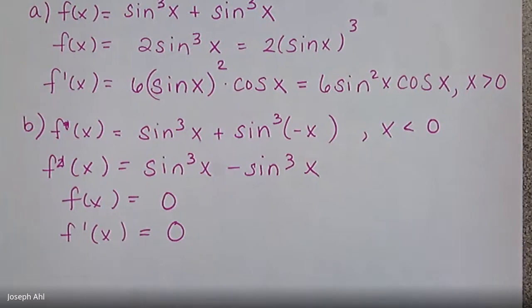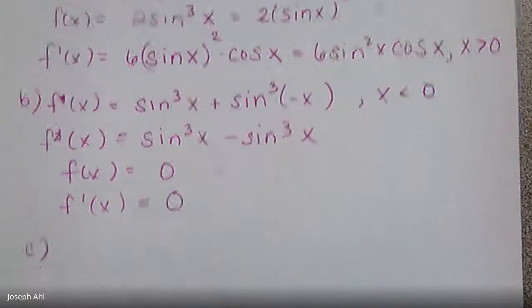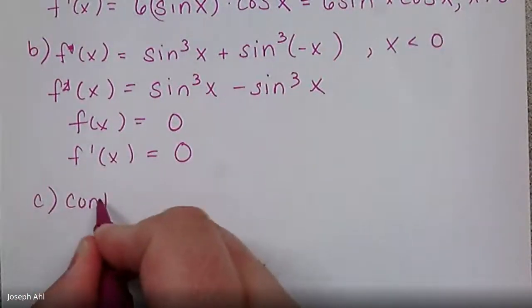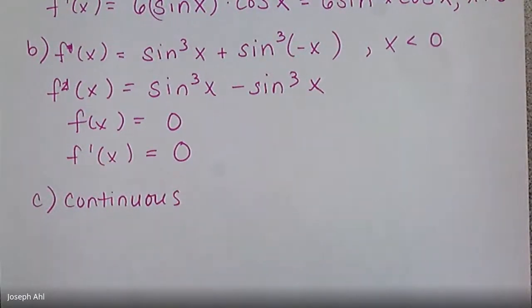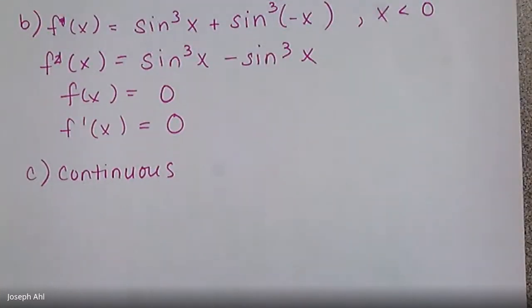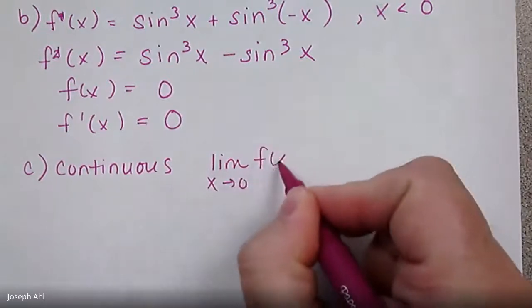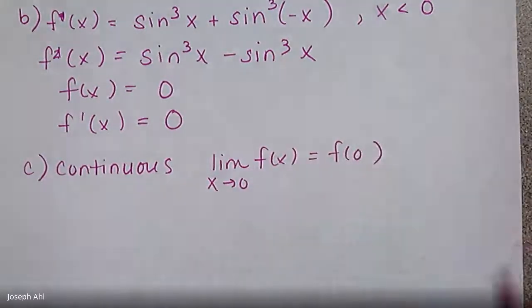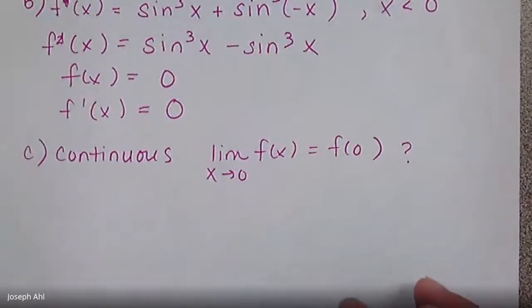All right, what does part C say? Part C says determine whether f of x is continuous at x equals 0. Justify your answer. Well, what we want to make sure is, in order to be continuous, the limit from the right and the limit from the left are equal to each other, and that they also equal the function value at 0. So does the limit as x approaches 0 of f of x equal f of 0? That's the question to answer to see if it's continuous there.